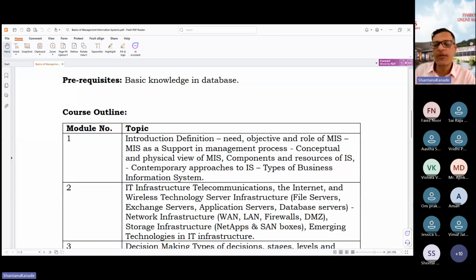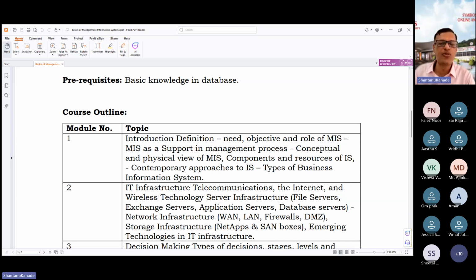For any type of information system, we need to first of all understand what is an information system, and then you will be able to understand what is management information system. Then contemporary approaches to information systems and types of business information systems. Different types of businesses and different types of organizations require different types of information systems. So the basics of all those things we are going to cover in this first module.